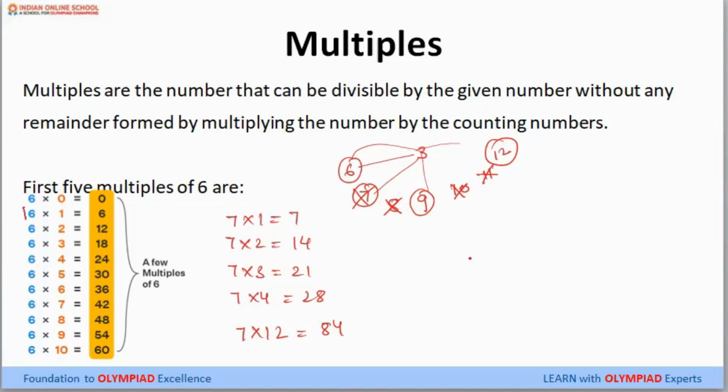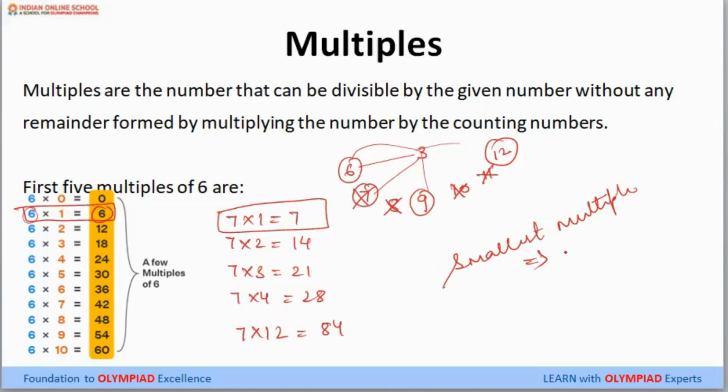Now, which is the smallest multiple of any number? Can you tell me? The smallest multiple of 6 is what? 6. And the smallest multiple of 7 is what? 7. So the number itself is going to be the smallest multiple of any number.